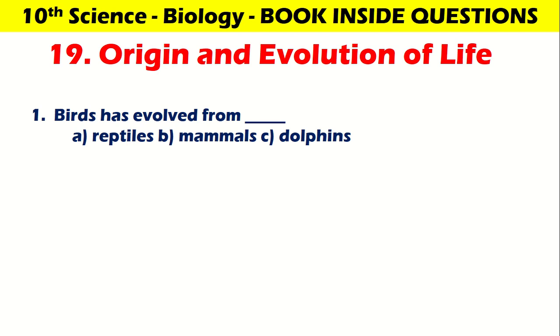Then goes to the next one. The first one is, birds have evolved from what? Reptiles. The book inside question: birds have evolved from reptiles.